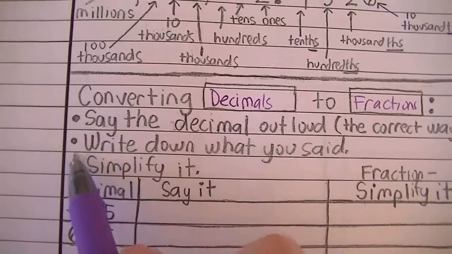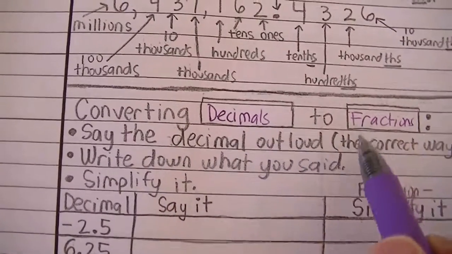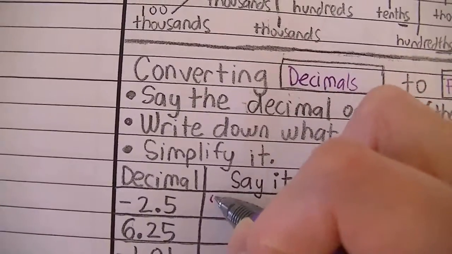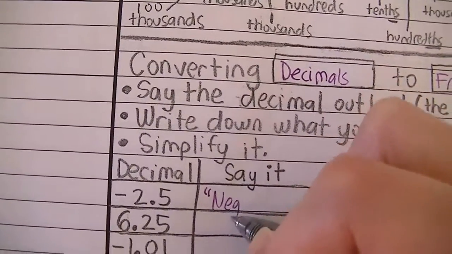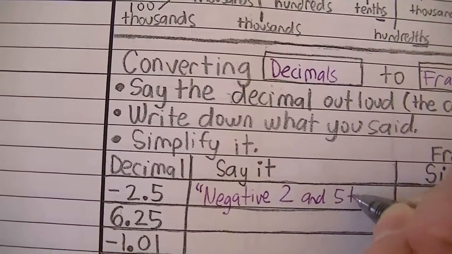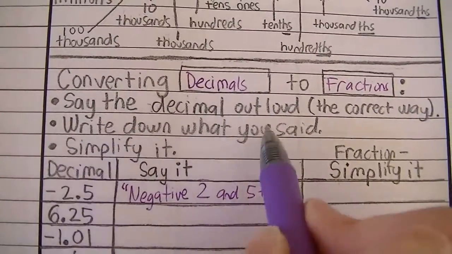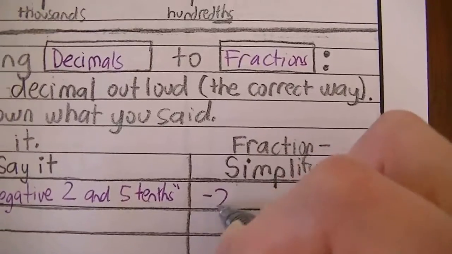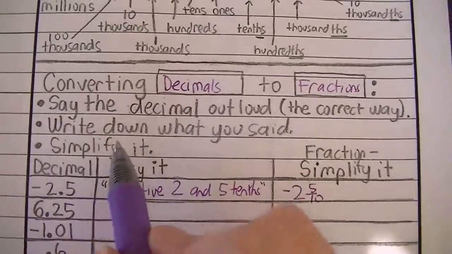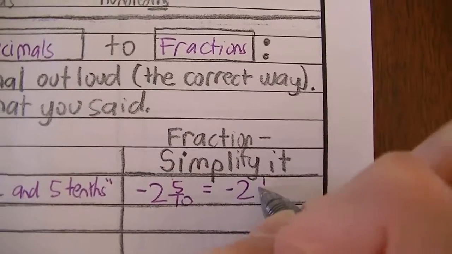So these bullet points indicate the steps. When you see a decimal, you just say it out loud and say it the correct way. Don't you dare say negative 2.5, okay? You would say negative 2 and 5/10. Then write down what you said. I said negative 2 5/10. Then I want you to simplify the fraction. So this simplifies down to negative 2 1/2.